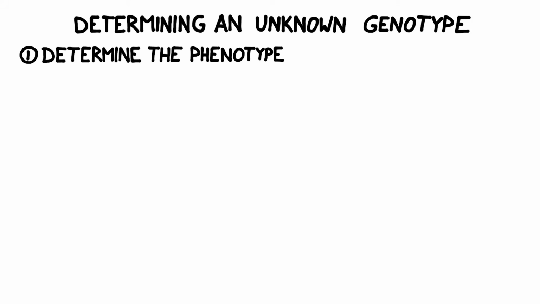To finish up, we're going to tackle a very common problem, which is how to determine the genotype of an organism if you don't already know what it is. The first step is to determine the phenotype of the unknown organism. Obviously, it's going to be useful to do a little research to figure out what the different phenotypes look like.